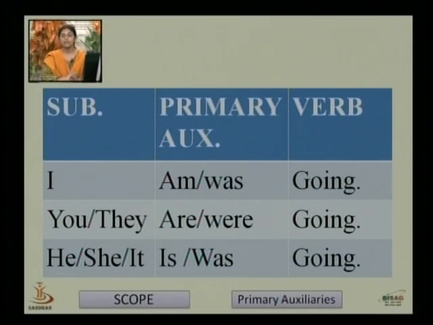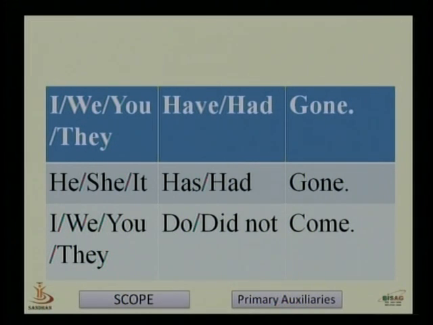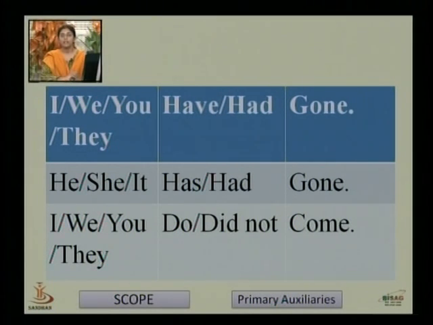He, she, it is or was going. I, we, you or they have or had gone. Please note that in the earlier table we had am, is, are in conjugation with the ing verb forms. Here we have the auxiliary verb have, and that's why the conjugation of the main verb will be in the past participle. He, she, it has or had gone. Gone is the past participle of the main verb to go.